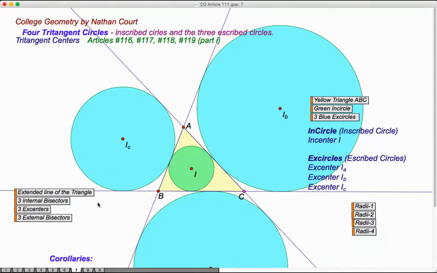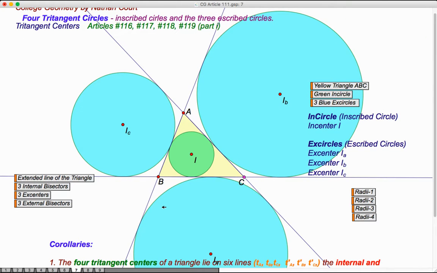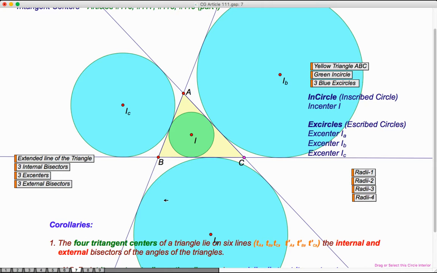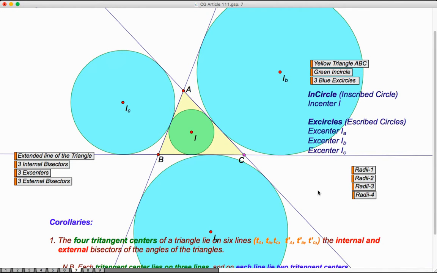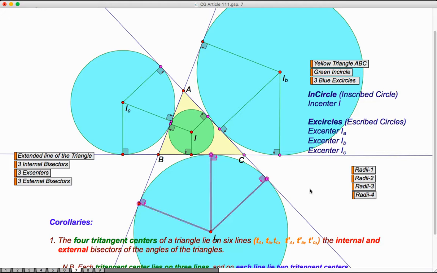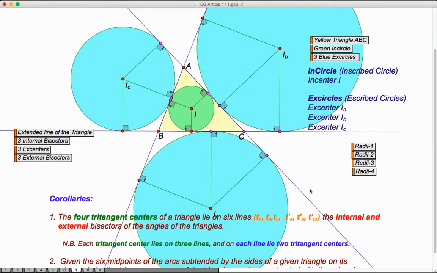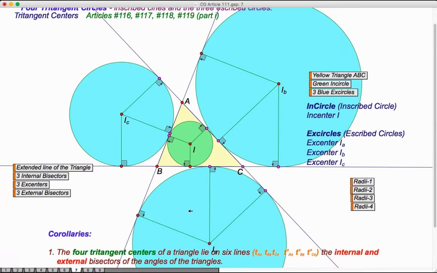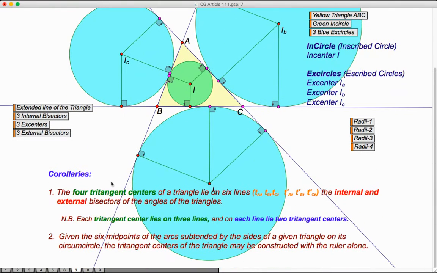So, just terminologies, okay? The blue circles are the tritangent circles, and the center points are the tritangent centers, etc. And then we must realize that these radii must be congruent to each other, and those are at the point of tangency. And then this is the second set of radii. The next set of radii come from this circle, and finally, the third set of radii are coming from that one.